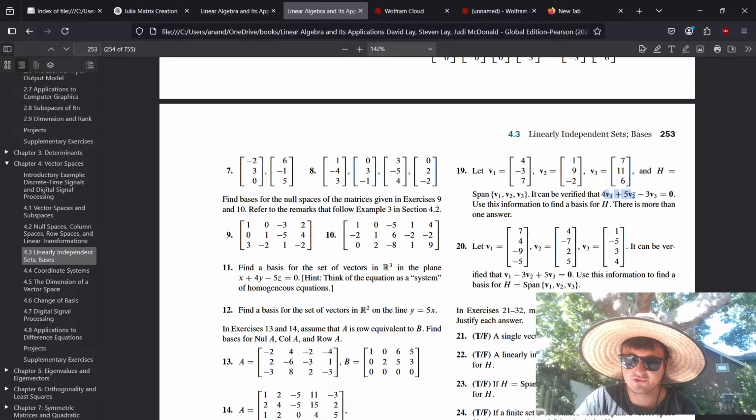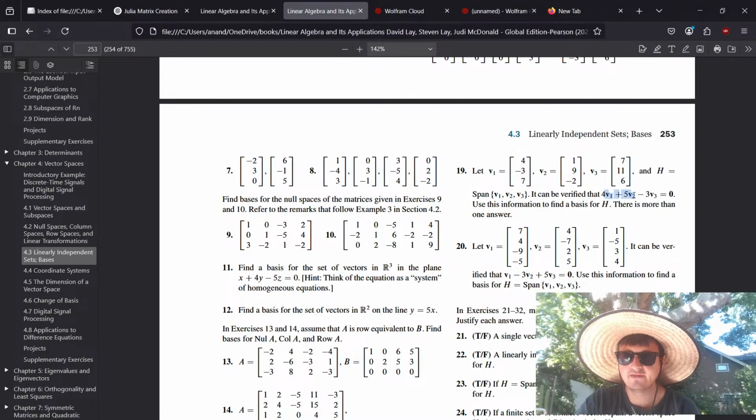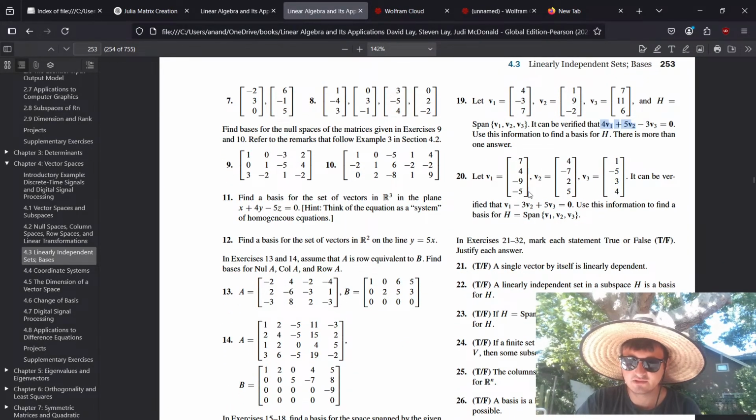So then what you do is you write an arbitrary element x equal to c1 times v1 plus c2 times v2 plus c3 times v3. And then you replace the v3 with the 1/3 times this. And then you can show that these two are a basis for H. Okay. This looks like the exact same problem.